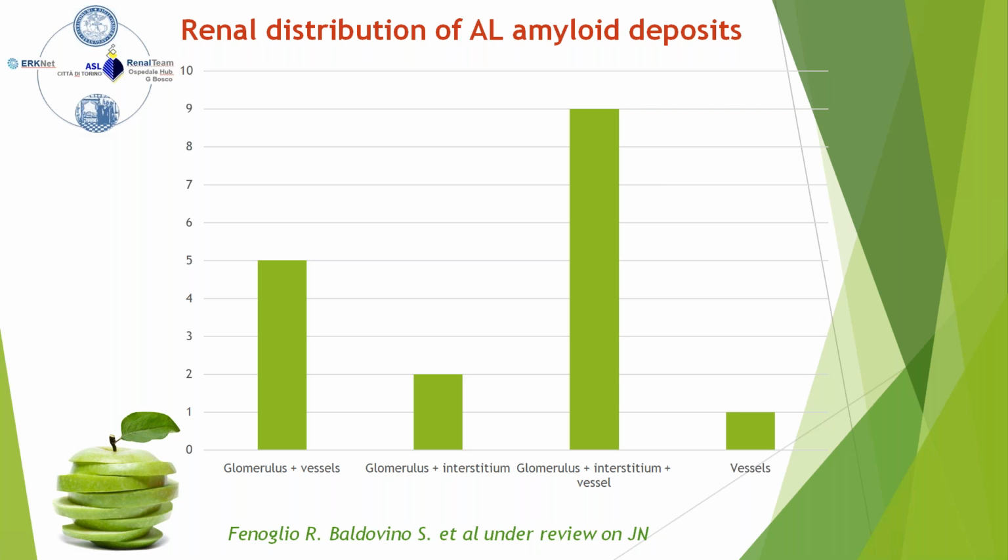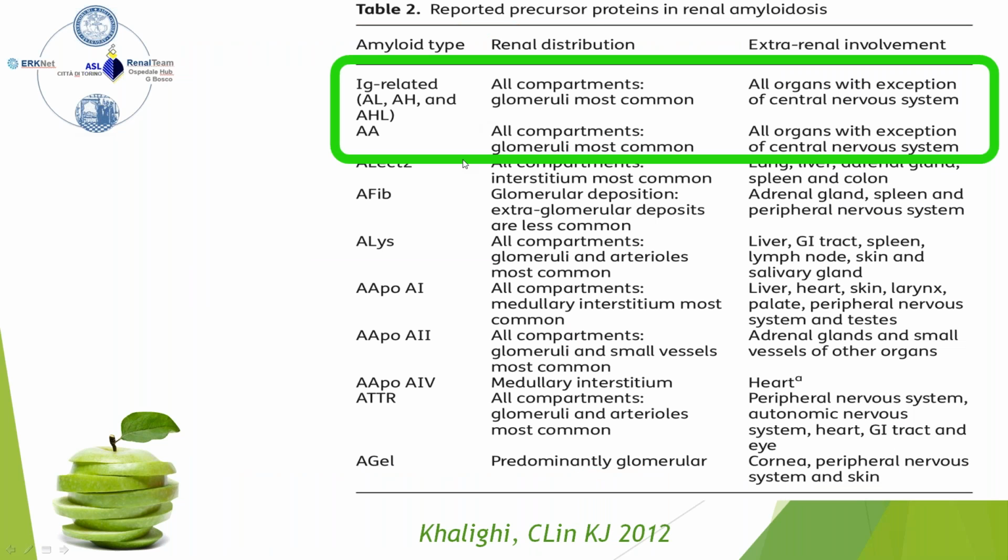So I would like to underline that when it's possible, a renal biopsy is quite important when there is a renal involvement. And kidney biopsy is also important for the typing of the amyloid deposits if this was not possible from other biopsy specimens. The most common types of renal amyloidosis are light chain, followed by AA amyloidosis.